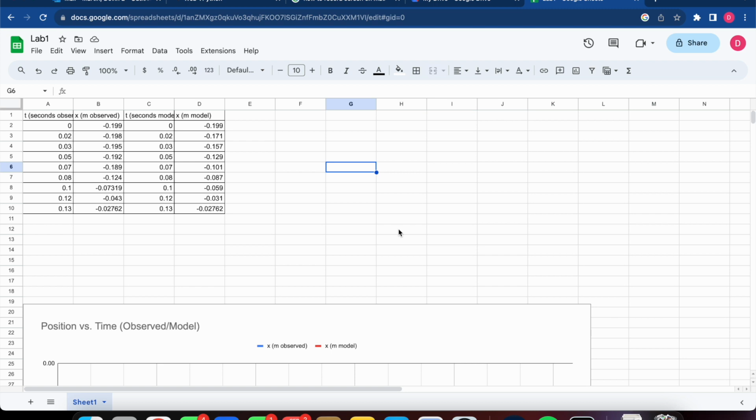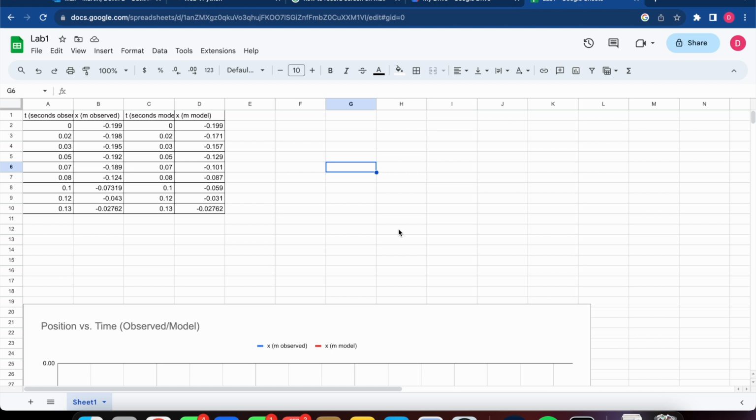Here is the data from the two experiments. On the left, we have the data collected from the observation, and on the right, we have the data collected from the computer model. All data is measured in seconds and in meters. As you can see, for each experiment, the initial position was negative 0.199. And the final position was negative 0.02762.